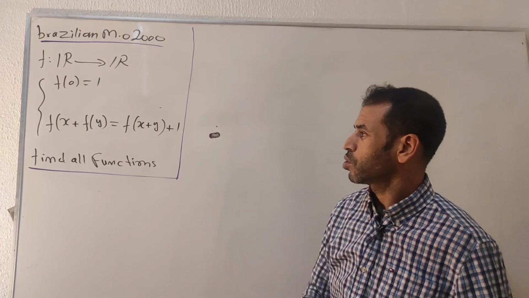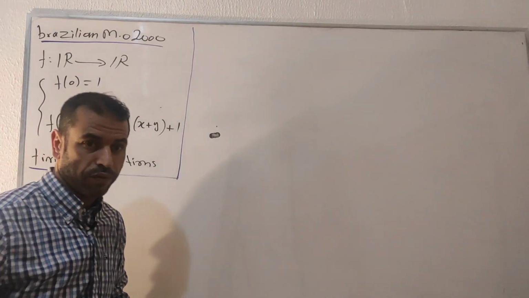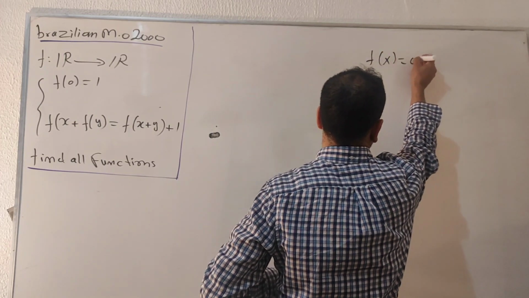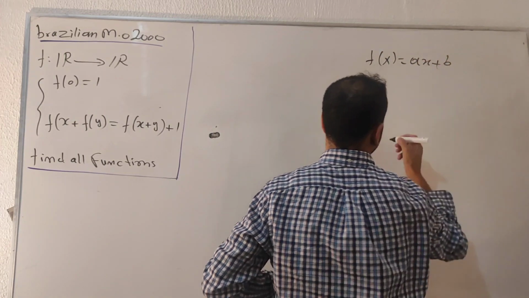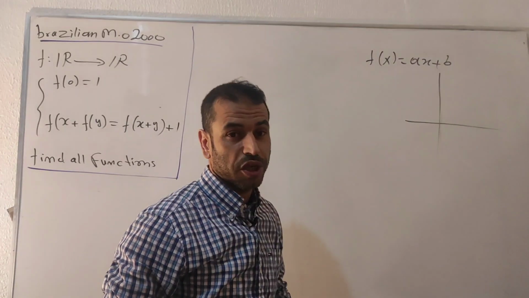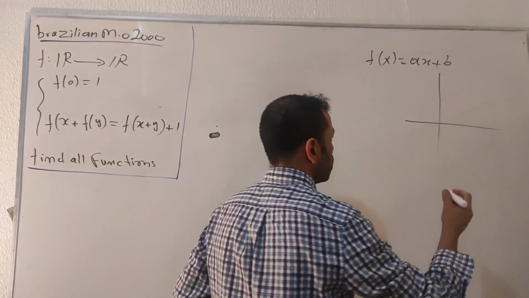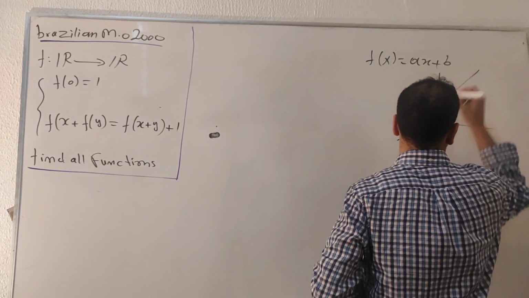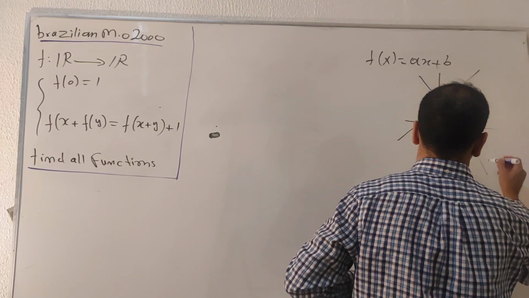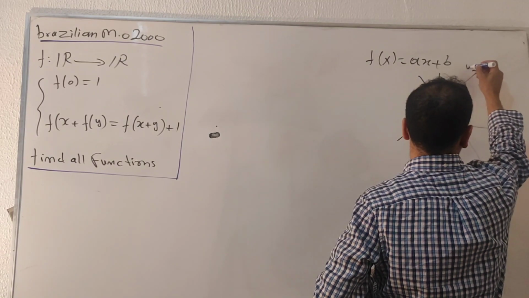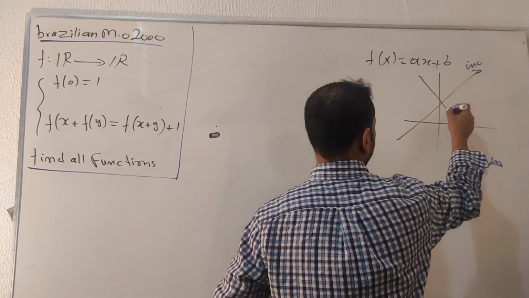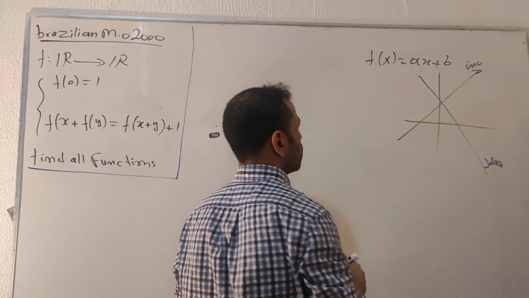So before we proceed with the solution, let's take an example of the linear function. If we have a linear function f(x) which equals ax plus b, we know this function is always monotonically increasing or decreasing. So we can find this function is going this way, or it is going like this. This is increasing, this is decreasing, because the slope of this one is positive, the slope of this one is negative.